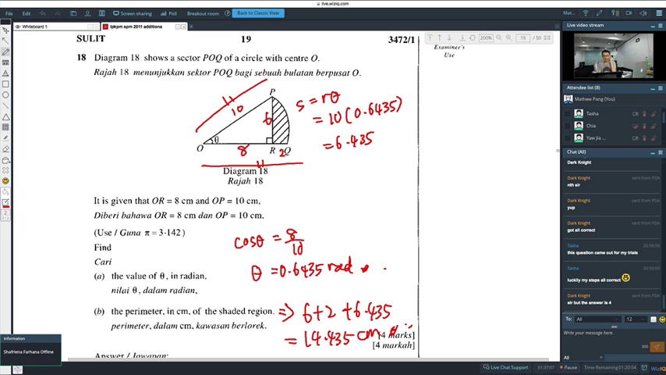Right, this is quite simple. You just need to understand the formula for arc length. Okay, so let me move on to the next one.